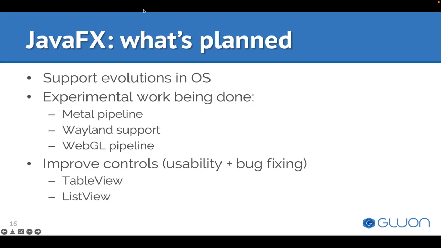We're working on Wayland support, which is getting more important in Linux land. And we're also working on a WebGL pipeline, which I will quickly talk about in the next slide. And then we are also improving some basic components in JavaFX, for example, the controls, mainly TableView and ListView. They had some technical deficits, and we're working on that. And it's great to see that different people from the community are really working together in fixing bugs in these components.